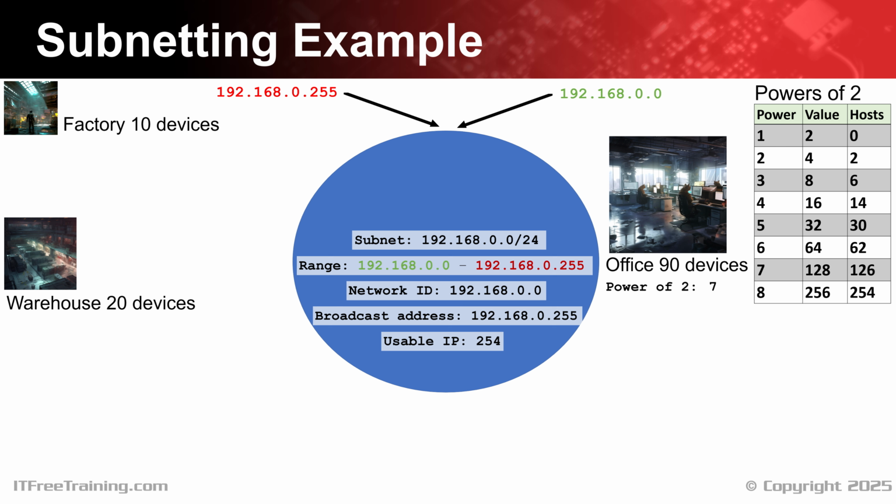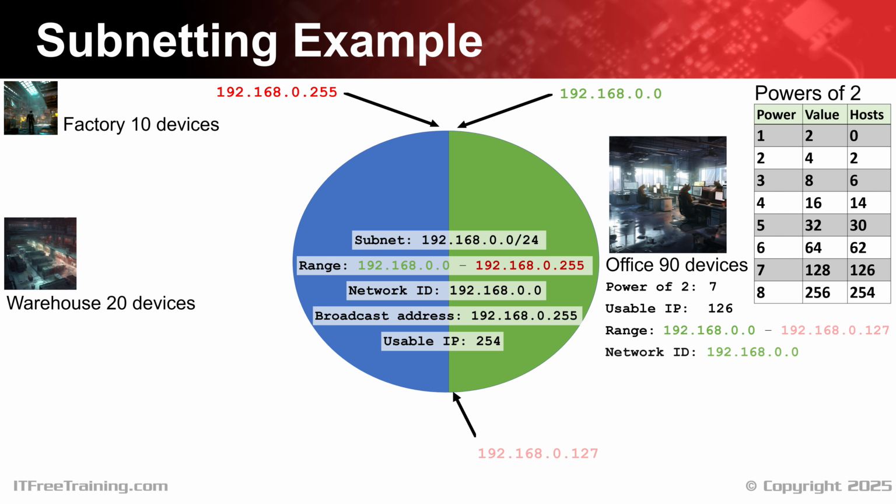Consulting the powers of 2 table, we know that 7 is 128 values. Thus, we will take 128 addresses out of the network that we were given. Keep in mind, this is 128 addresses. Thus, we need to include 0 as one of these addresses. This makes the last address in our new subnet 192.168.0.127. Thus, we now know what the range is.